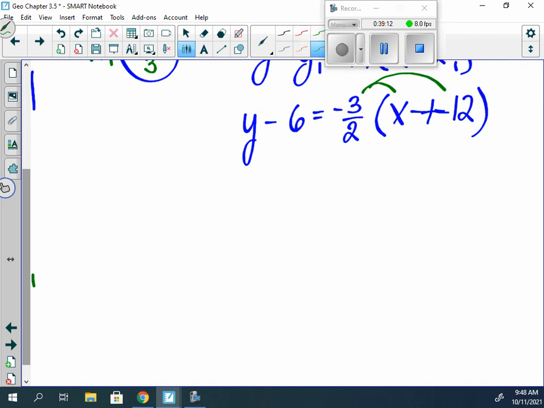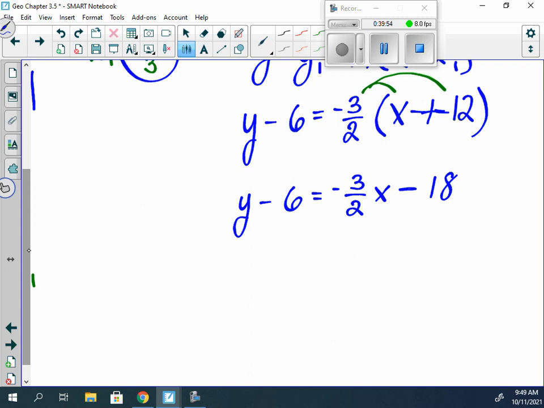What we can do is we can distribute the -3/2. We would still have y minus 6 on the left-hand side is equal to, well, -3/2 times x will be -3/2 x. Then we do -3/2 times positive 12. Well, the negative times the positive will be negative. Now we could do that in our head, or you can plug that into a calculator, -3/2 times 12, and it would do it for you. 12 divided by 2 is 6, times 3 would be 18. 3/2 times 12 would be 18.